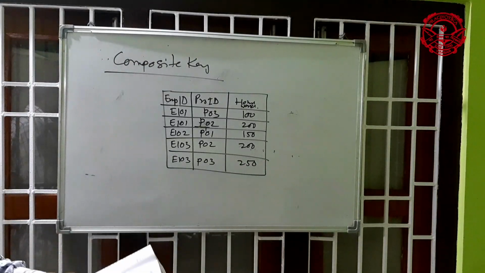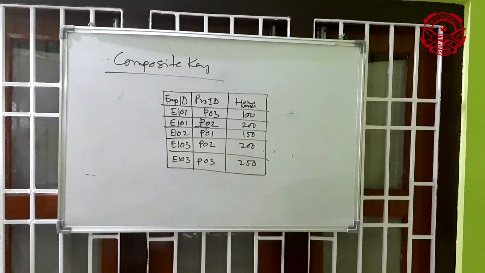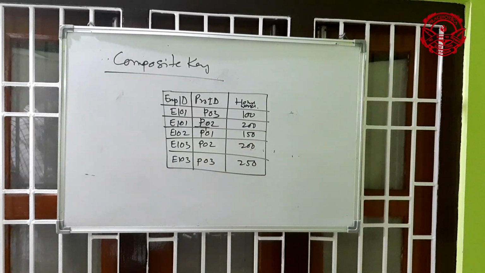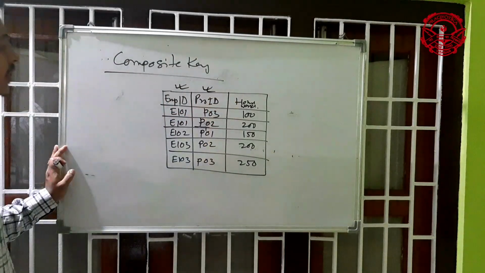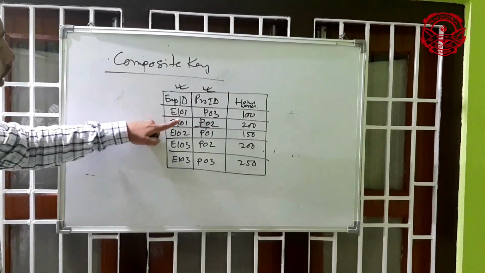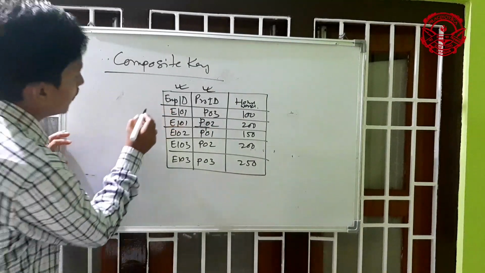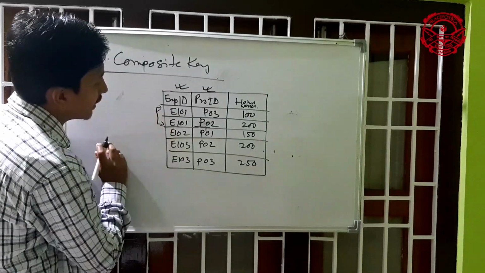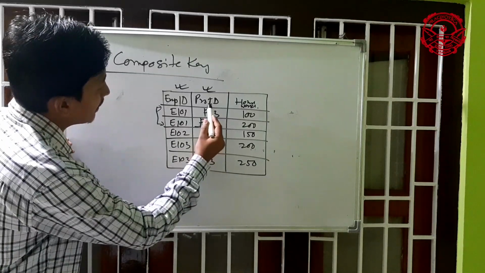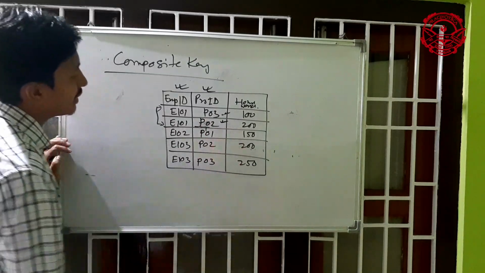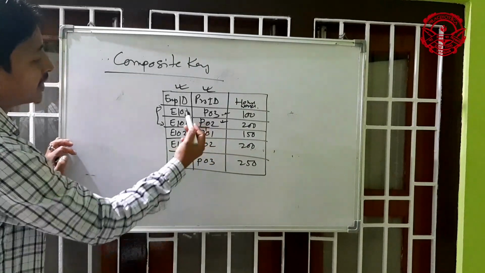Now see, composite key means what? Let's take the example of employee ID and project ID. You can see here these two columns. E101, E101. The employee ID is the same, but you can see the project ID is different. The project ID is different: P03 and P02.